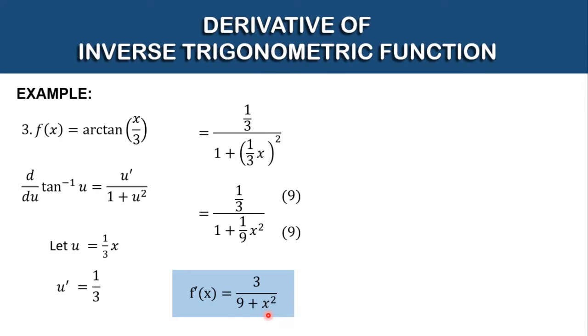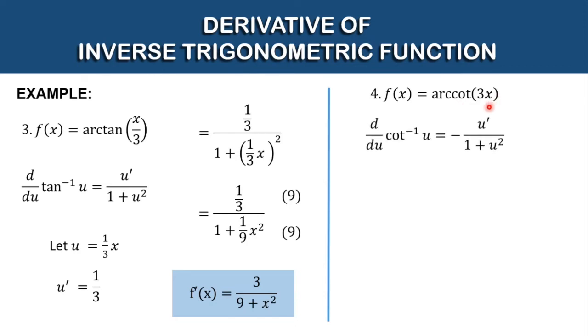For our example number 4, find the derivative of the function f of x is equal to arccotangent of 3x. So gamitin natin yung formula na arccotangent of u is equal to negative u prime over 1 plus u squared. So let values muna tayo. Let u is equal to 3x. Then u prime is equal to 3. So 3 is the derivative of 3x.